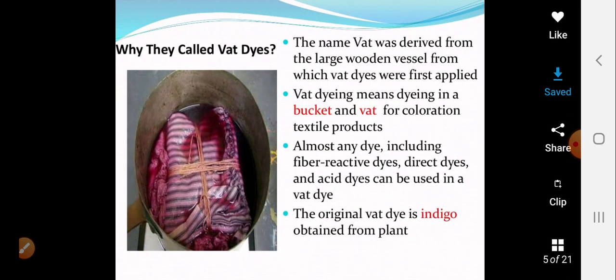Yes, this was all about vat dyes. Next we will see the process flow diagram for the most common vat dye, that is, for manufacturing of indigo dye.